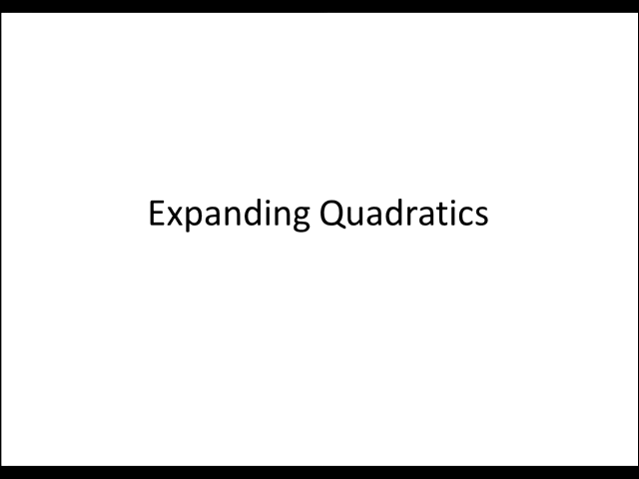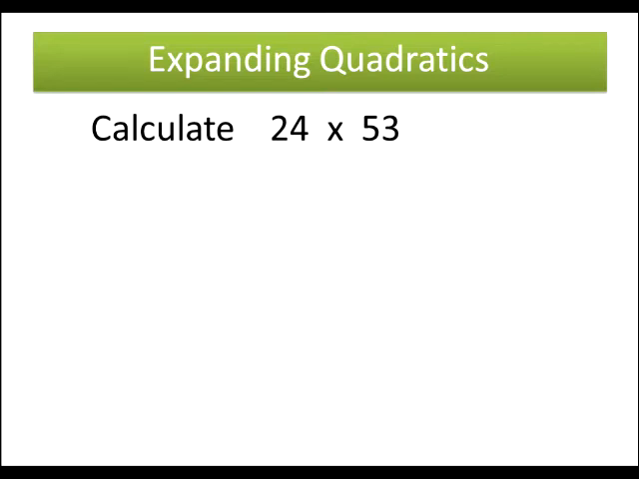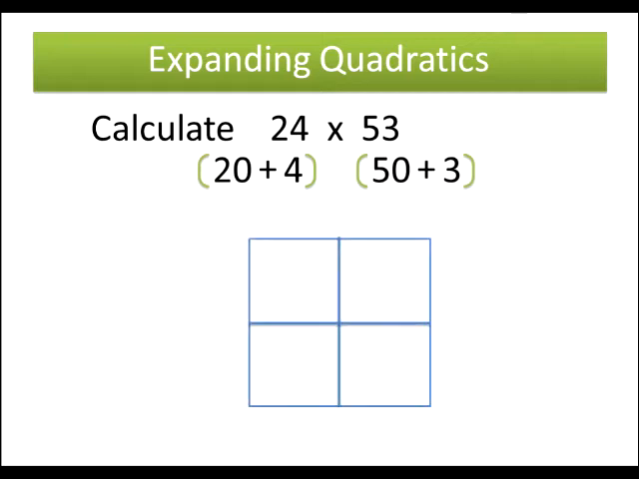Today we're going to have a look at how to expand quadratics, and we're going to do this by recapping how to multiply two basic numbers together. So I'm going to do this using the grid method or the box method, whatever you like to call it, and to do this you would normally partition the two numbers, so the 20 and the 4 you'd separate, and likewise for the 50 and the 3, and then you draw a grid.